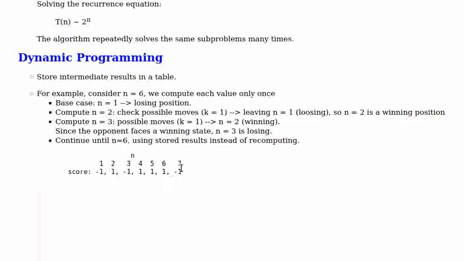When n equals 7, the player can remove 1, 2 or 3 blocks, leaving n to be 6, 5, or 4. In each case, the score is 1, meaning that its opponent always wins, so there's no path for the current player to win. So the score is -1.